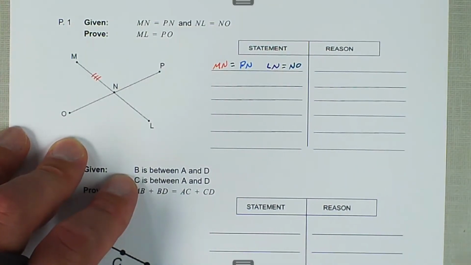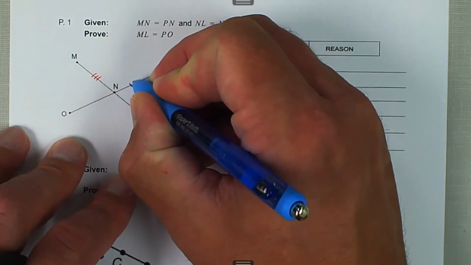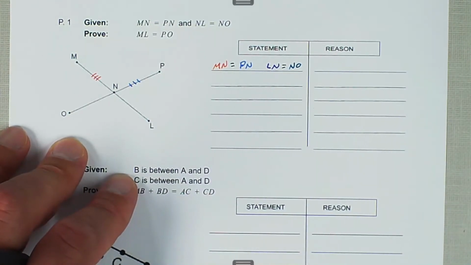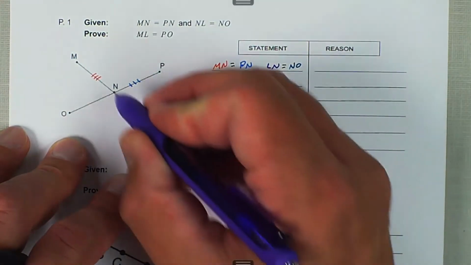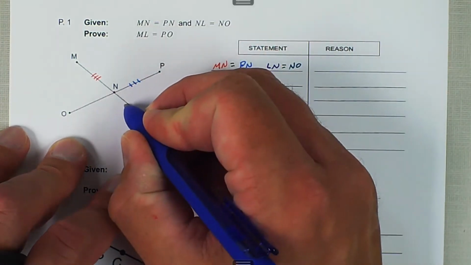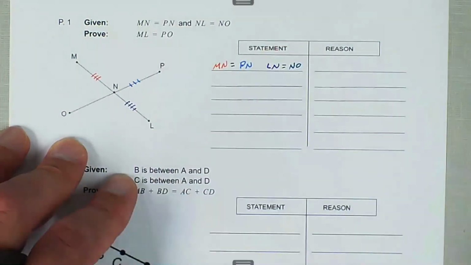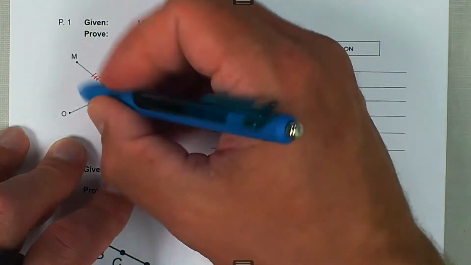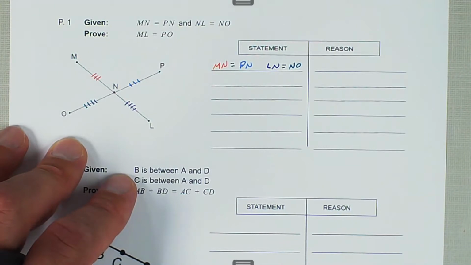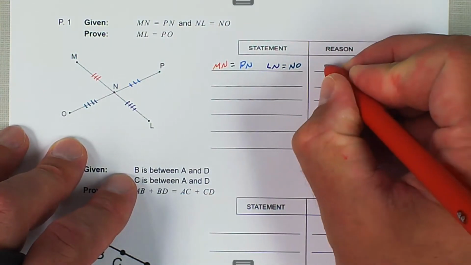And I guess I should finish this. So MN is equal to PN. So here's PN. I'm going to put 3 marks here because MN is equal to PN. And then LN is equal to NO. So LN, we'll put 4 there. LN is equal to NO, so then we have to have 4 here. And the reason that we can say that is given.